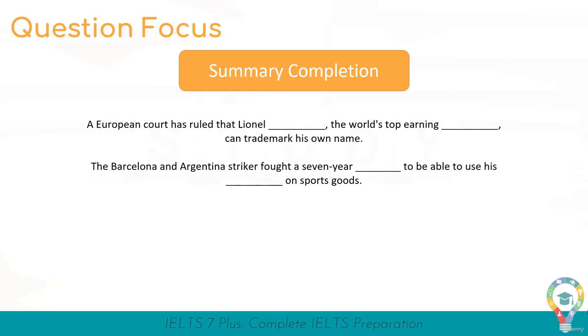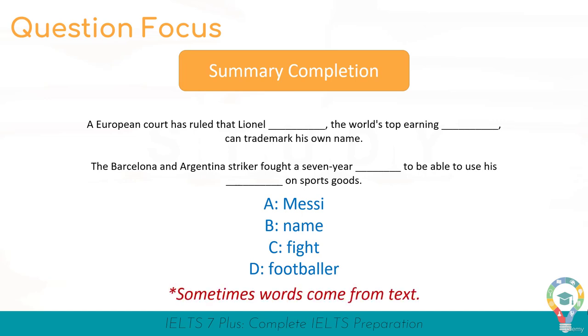A European court has ruled that Lionel, the world's top earning, can trademark his own name. The Barcelona and Argentina striker fought a 7-year to be able to use his on sports goods. Here I've been given the option of 4 answers, which you may sometimes get. Sometimes you will have to get these answers from the text, and you won't be given the options here that I've shown you in blue. Again, if it's from the text, you need to copy very carefully and be careful of your spelling.